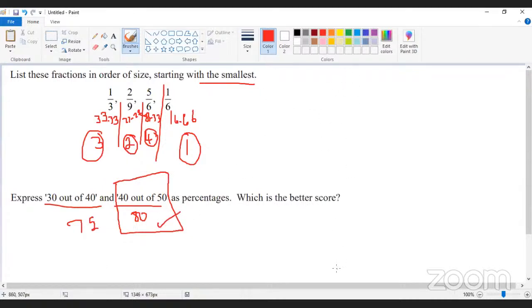Kimraj, check it. 75% is better or 80% is better? 80. Yeah, that's the question. Okay, next one.